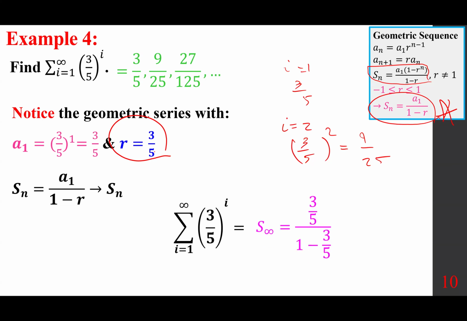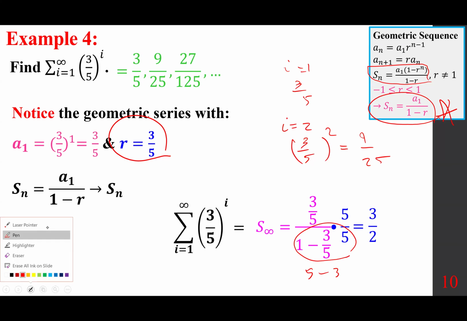It's a complex fraction. We're going to multiply by 5 over 5. The numerator becomes 3. The denominator becomes 5 minus 3, or 3/2. Meaning, if you continue indefinitely, it converges to 3/2 and it stops. Converges means it has a solution.